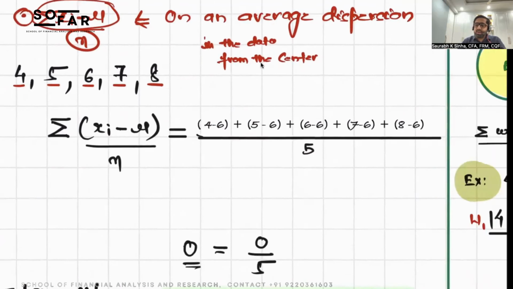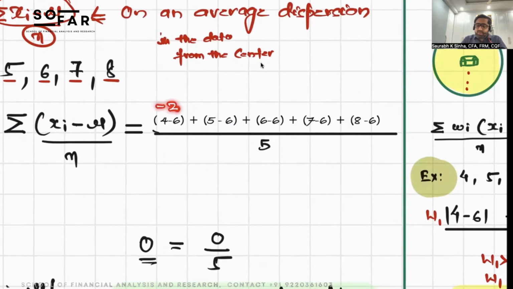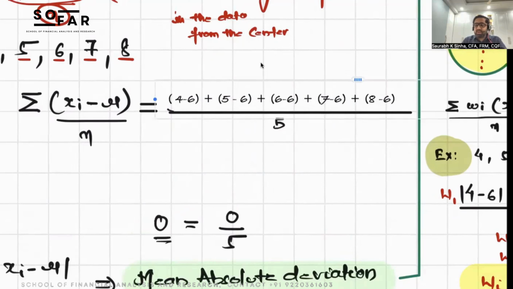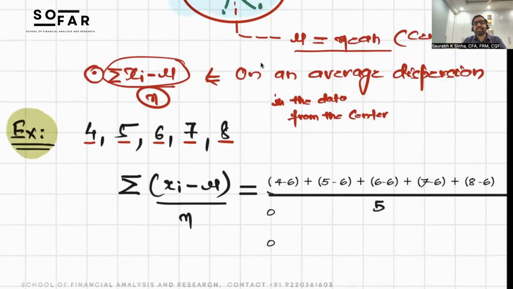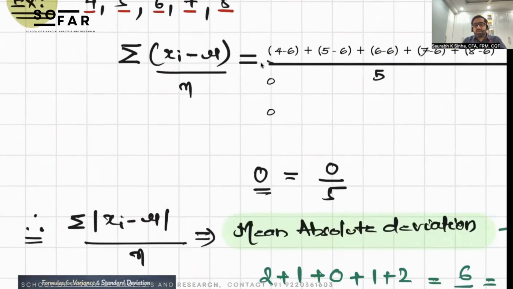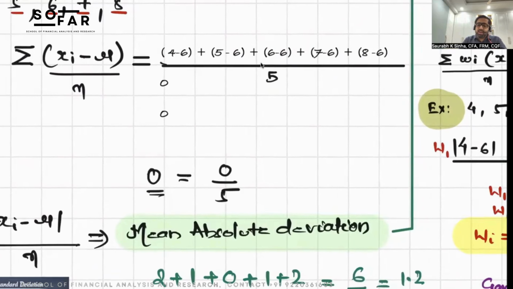The problem is when you calculate this, the data you will get is minus 2, minus 1, 0, 1, 2, and it will come to 0 upon 5. That is 0. So actually it is saying there is no dispersion in the data. And if there is no dispersion in the data, it means that all the data points are on the center. So all the data points are not 4, 5, 6, 7, 8; they are 6, 6, 6, 6, and 6, five times, which is not the case actually. So what do we need to do? The best is to take the modulus.